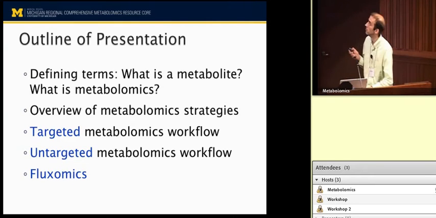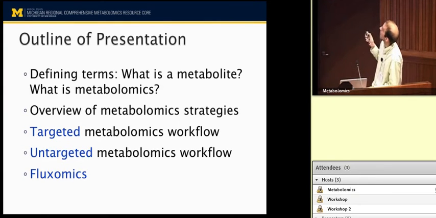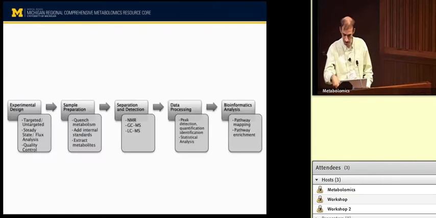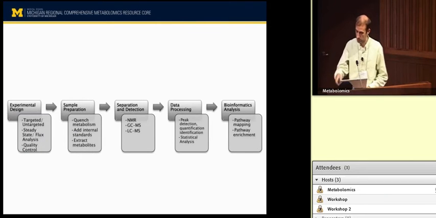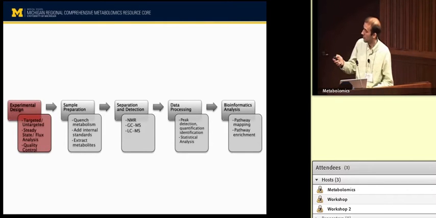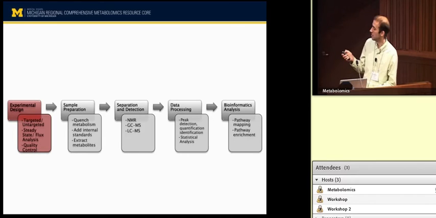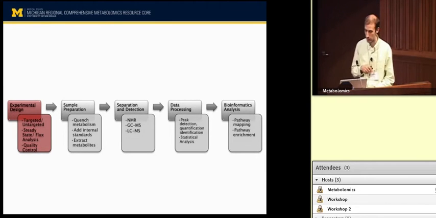So defining terms, we'll overview metabolomic strategies: targeted, untargeted, fluxomics. Already basically said all of that. Okay, where are we in our workflow? We are mostly here, in the experimental design sort of things, but it affects all of these steps down the road.